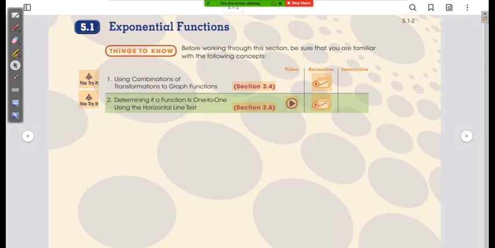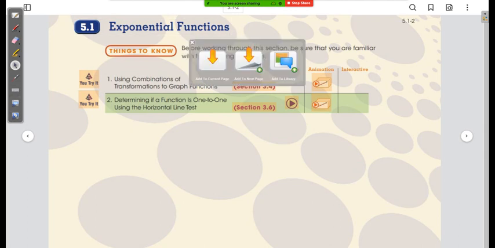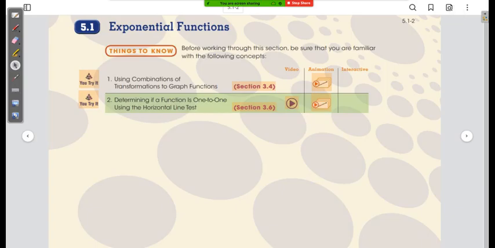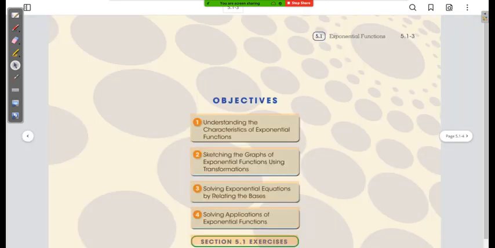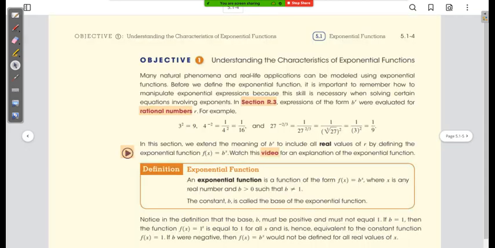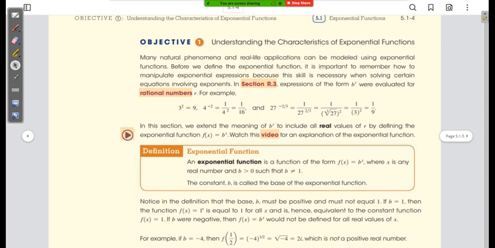Alright, today is Chapter 5, Section 1, Exponential Functions. We've got 40 pages to go through today. Normal sections are maybe 25 tops. Today is going to be a very long one, jam-packed with a lot of stuff. It's going to be one of those days.